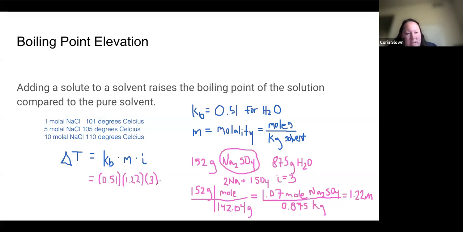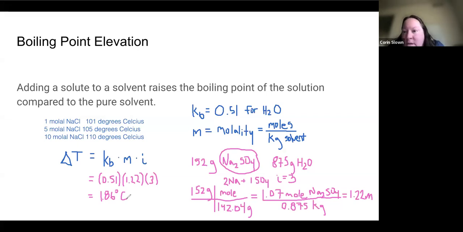So 1.86. And if we think about this, because we assume that water has a boiling point as a pure solvent of 100 degrees Celsius, then we would add 1.86 to the 100 degrees, and that would be our boiling point elevation.